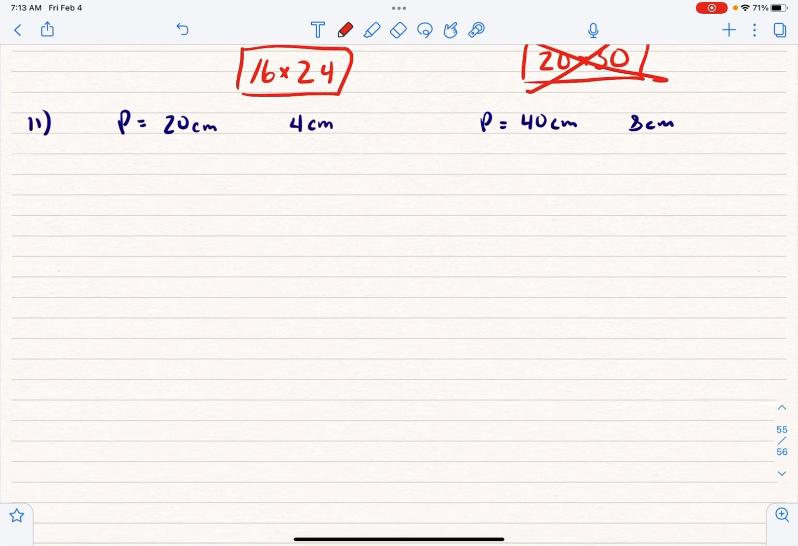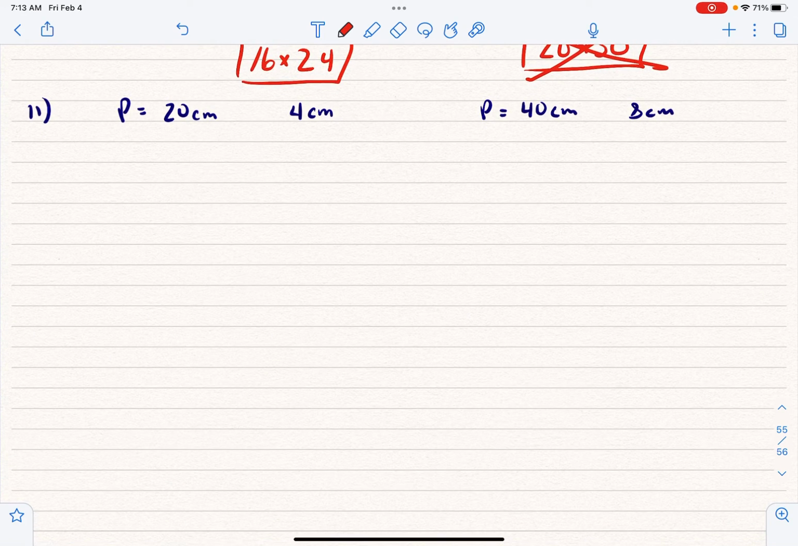All right, and lastly, again, this one says a rectangle. That is important information: a rectangle. And then it gives me some information. It says that the perimeter is 20 centimeters long and one of the sides is 4 centimeters. Do you know that with that you can figure out everything you need to know about this rectangle?